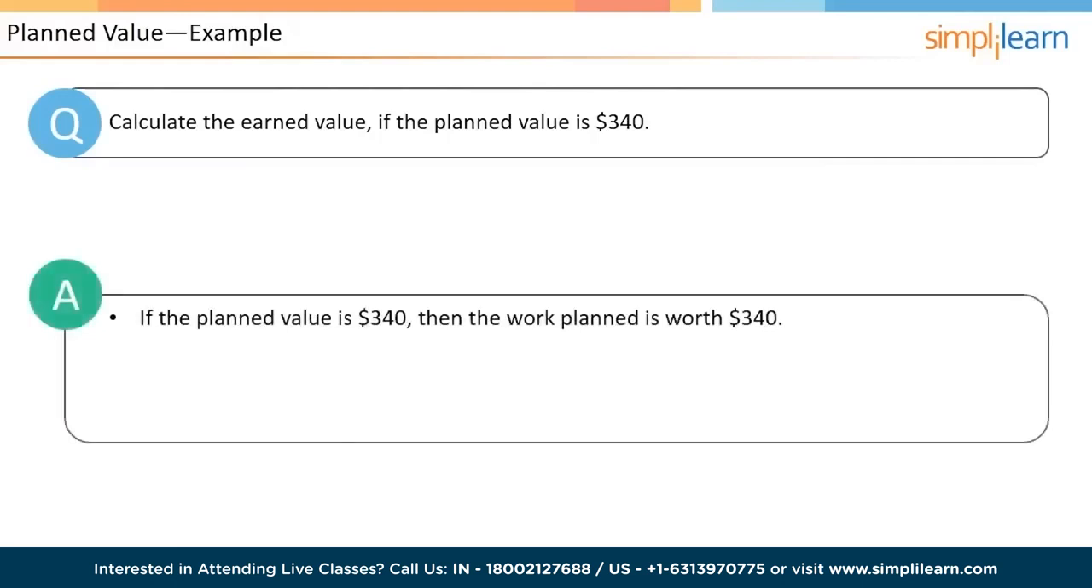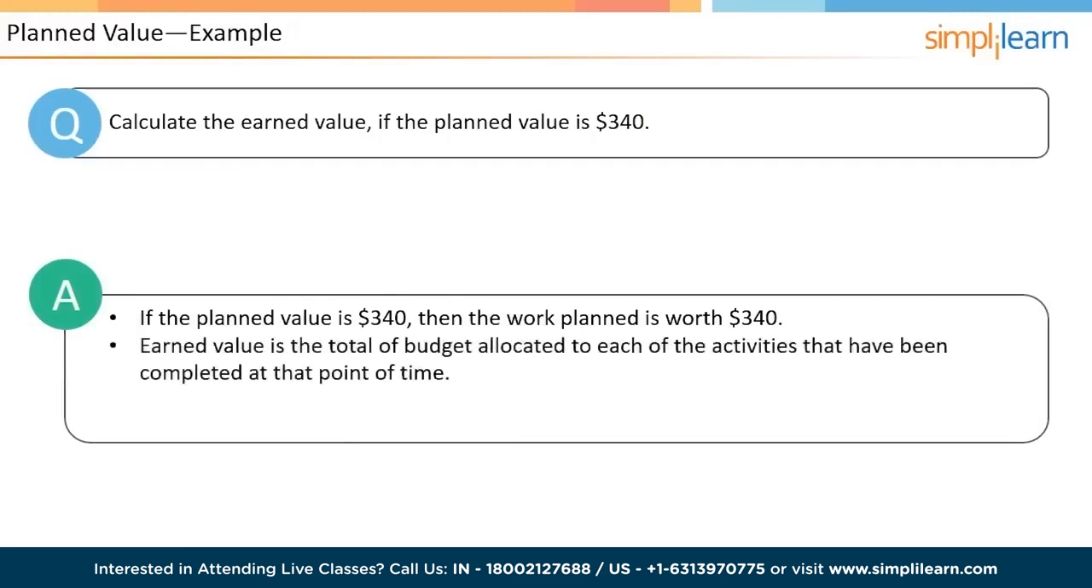If the planned value is $340, then the work planned is worth $340. How do you calculate earned value? The solution is to add the budget allocated to each of the activities that have been completed at the point of time. The resulting value is the earned value. In the next screen, let us look at the formula used to calculate earned value.